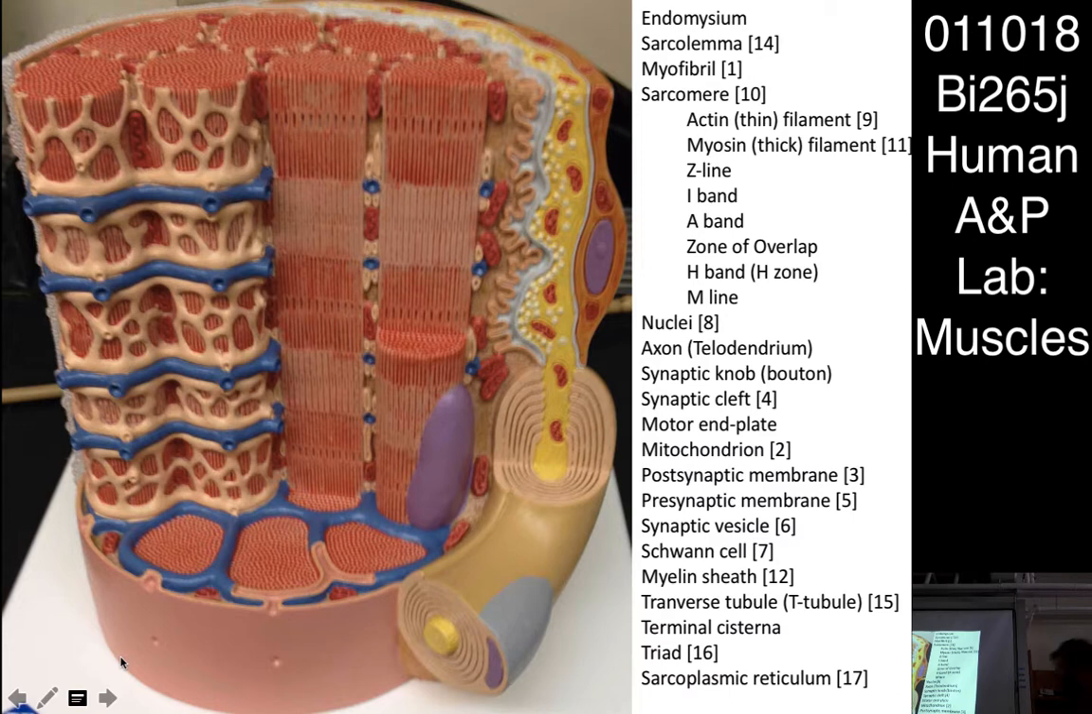So this anisotropic and isotropic refer to the way those different parts of the sarcomere interacted with polarized light. So does anybody not know what I mean when I say polarized light?